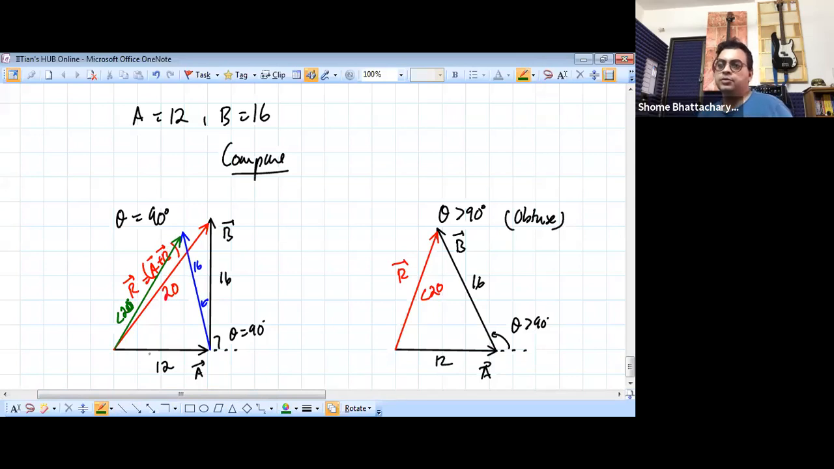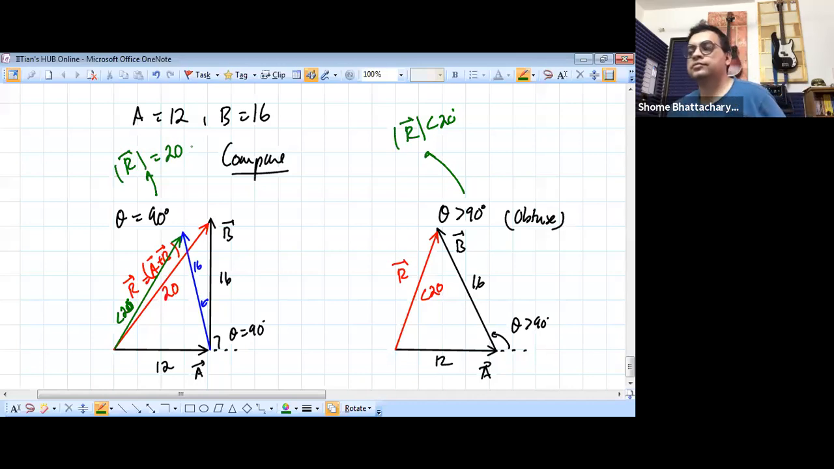If it is obtuse, if theta is obtuse. So that's why you can see that whenever theta is obtuse, the resultant will have to have a magnitude which is less than 20. Because when it was this, the resultant was equal to 20. So 20 से कम हो जाएगा.